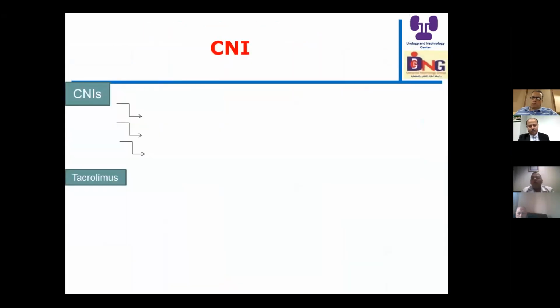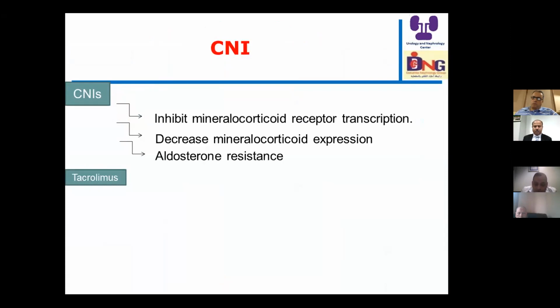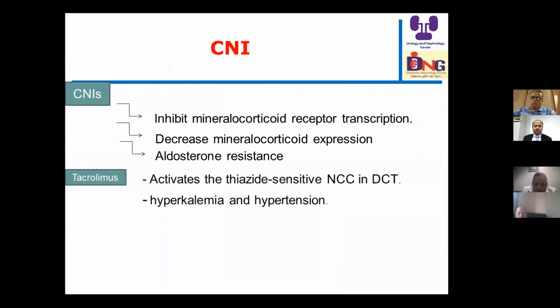How can CNI cause hyperkalemia? Cyclosporin and tacrolimus both inhibit mineralocorticoid receptor transcription and expression, causing aldosterone resistance. Tacrolimus specifically causes activation of the thiazide-sensitive sodium chloride cotransporter in the distal convoluted tubule, leading to hyperkalemia and hypertension, like that found in Gordon syndrome.